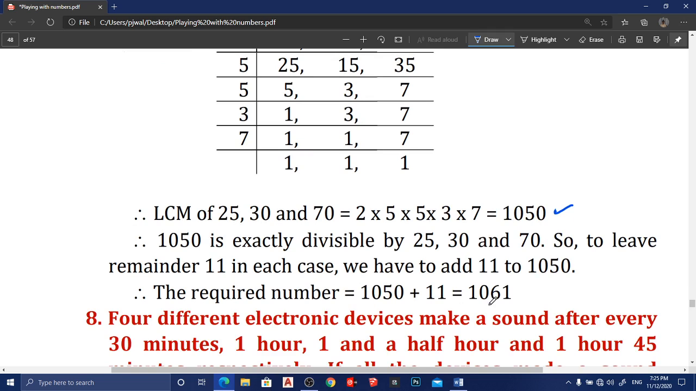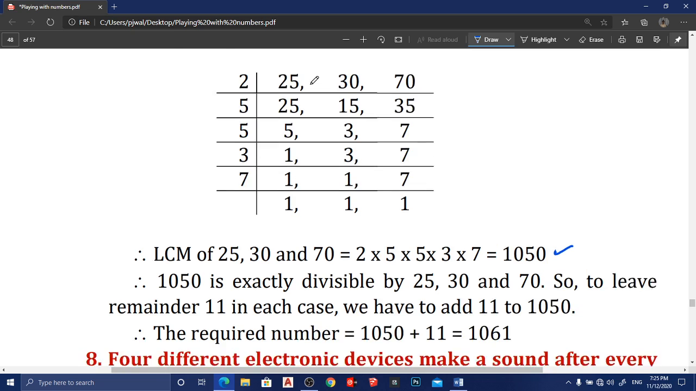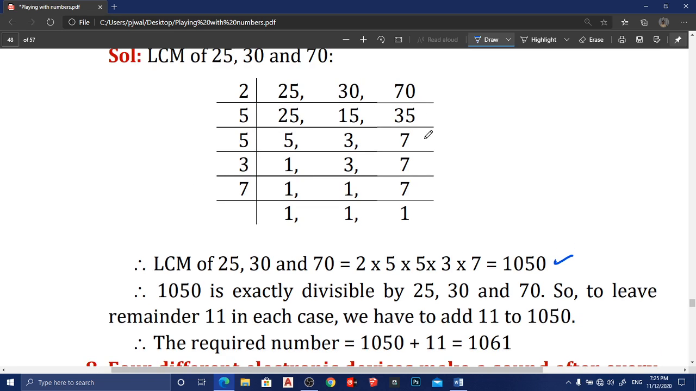1050 plus 11 is equal to 1061. Now, if you divide this number by 20, 25, 30 or 70, any one of them, it leaves 11, because we are adding 11 to this number. After dividing, definitely this number leaves 11.